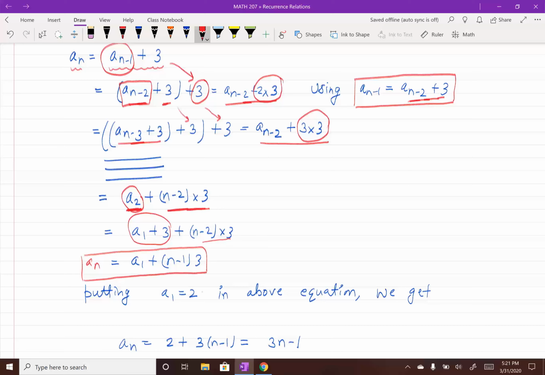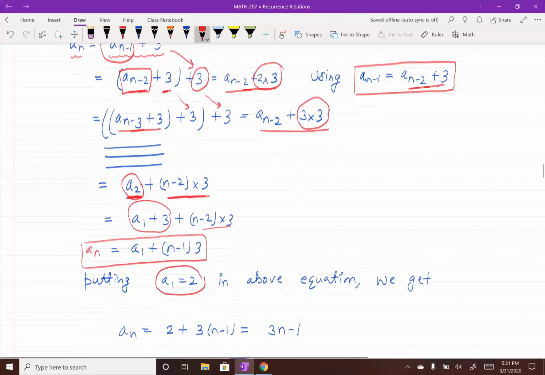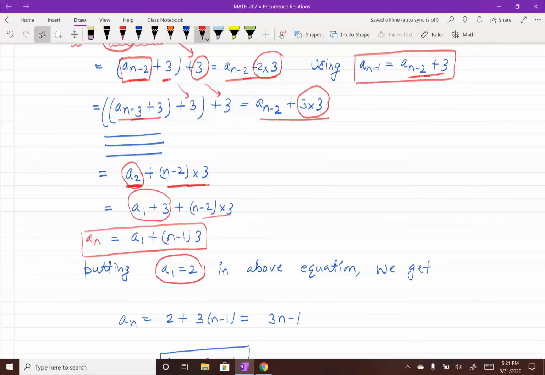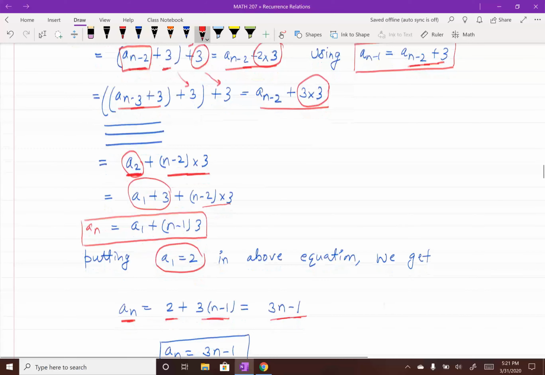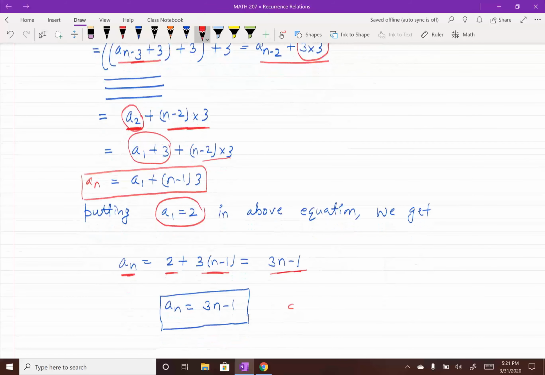Now remember you have the initial condition, or initial term, which is given here: a of 1 is equal to 2. Then you put this value in your above equation. If you replace a1 by 2, a of n can be written as 2 plus 3 times n minus 1, which is equal to 3n minus 1. So the closed formula which you obtain from this method is the same as the one you obtained from the previous method, and we call it a closed formula because this is the solution of your recurrence relation.